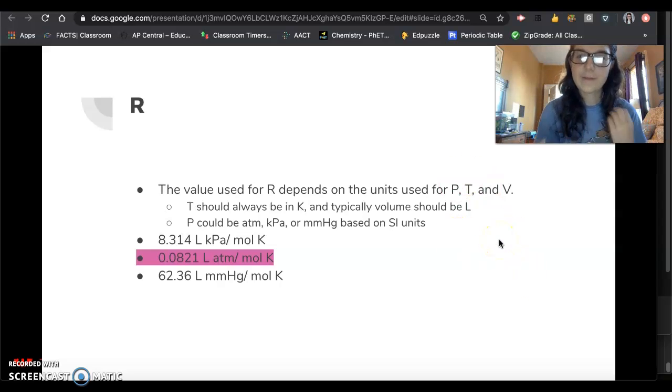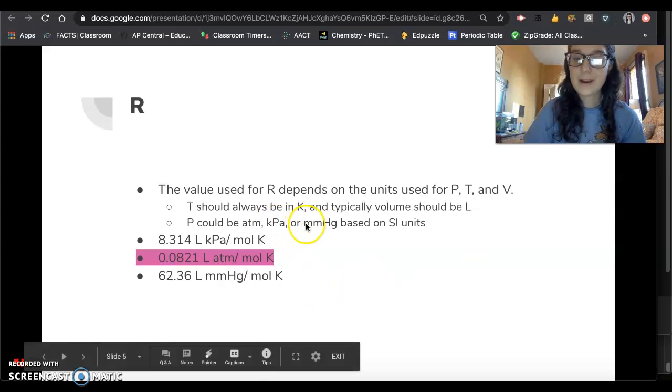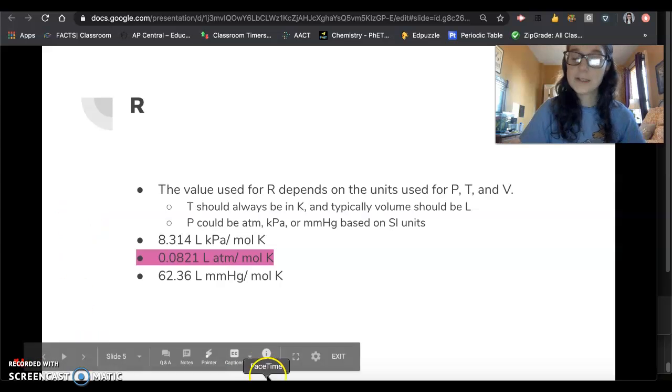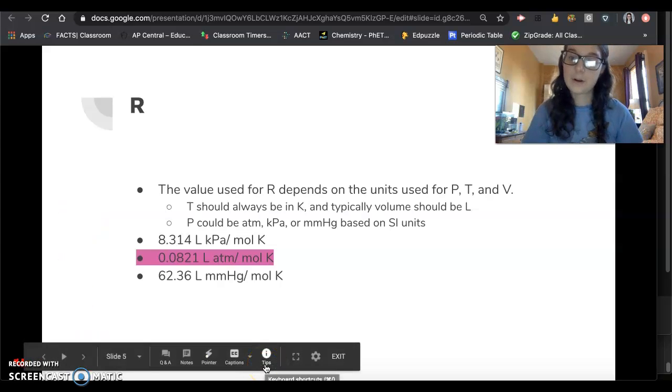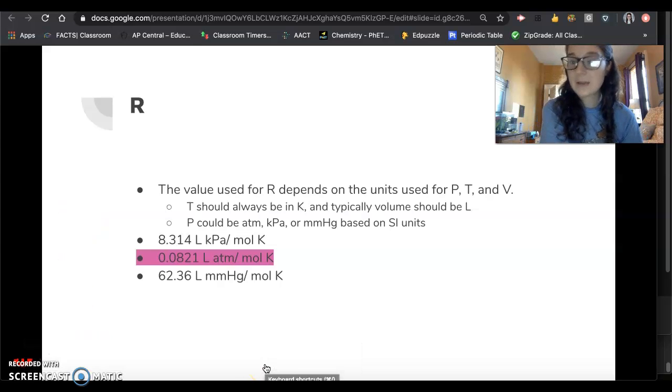Pressure is the one that varies the most of these 3 variables because there are a lot of SI units, basically units that are acceptable in science, for pressure. It could be kilopascals, it could be millimeters of mercury, or it could be atmospheres. So there's 3 options there for pressure, which is why we have varying values for R. You don't need to memorize these values of R. Any value of R that you would need on the AP exam would be given in a packet that you get.